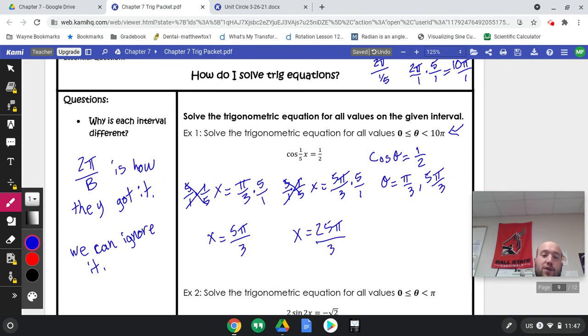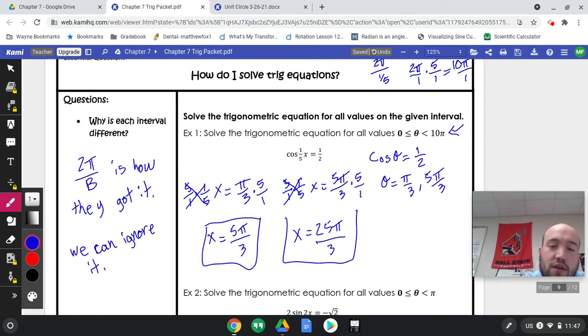If you want, you can quick check. So we got one answer here, two answers here. Are those in the range between 0 and 10 pi? They're definitely above 0. You could check 10 pi. If we put it as a fraction over 3, that'd be 30 pi over 3. So they're both less than that, so we did a good job.